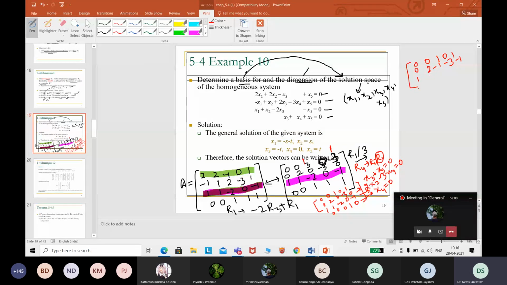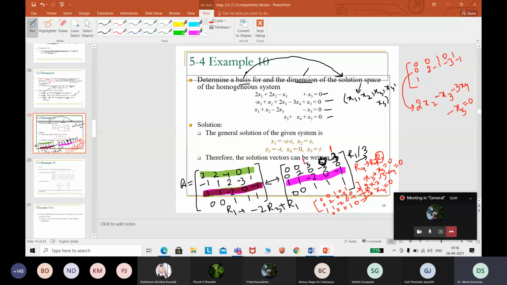So the second equation should be written as 2x2 minus x3 minus 3x4 minus x5 equal to 0. And the other two equations also.